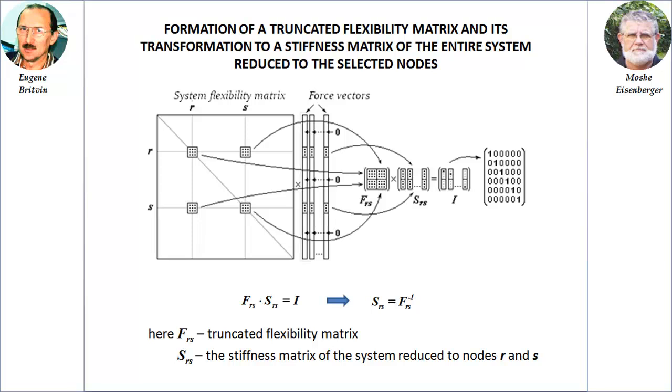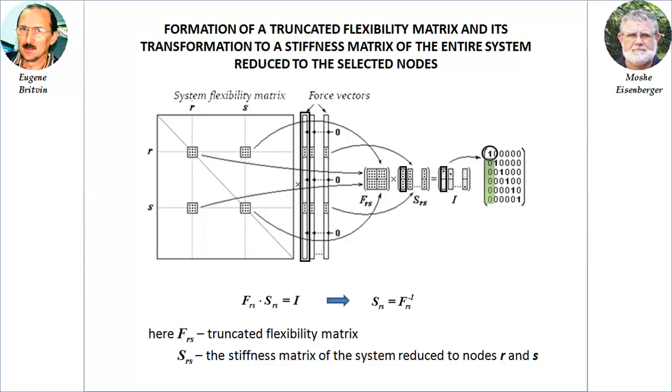Indeed, we introduce a force vector whose components for all degrees of freedom, except those that correspond to the selected nodes, are equal to 0, the first column of force vectors. The components corresponding to the selected degrees of freedom related to the nodes R and S we will select in such a way that, being multiplied by the flexibility matrix, for the first degree of freedom related to the selected group of nodes, we obtain a generalized displacement value equal to 1, and for all the others, 0. First column of the matrix I.